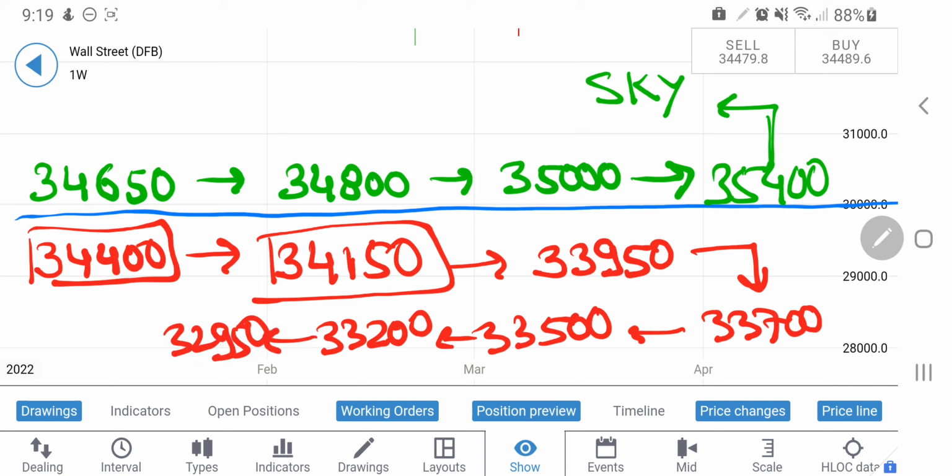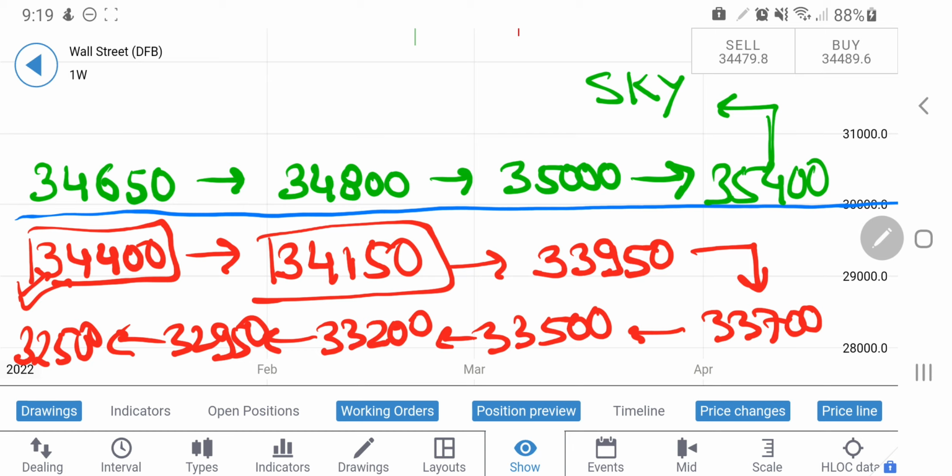This time the drop could be very sharp. If it trades below this level, one can remain short. Below 32,950, the target is towards, oh sorry, 32,500 levels. The first target. I have gone too bearish, but yes, this can be achieved this week itself. It can be a sharper correction if it continues to trade below 34,400 levels.